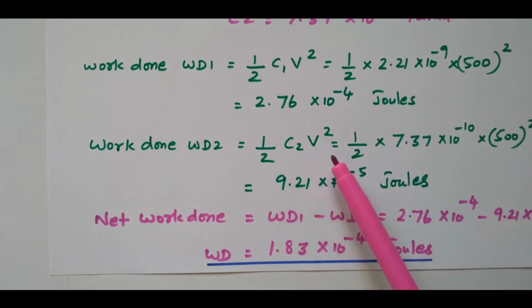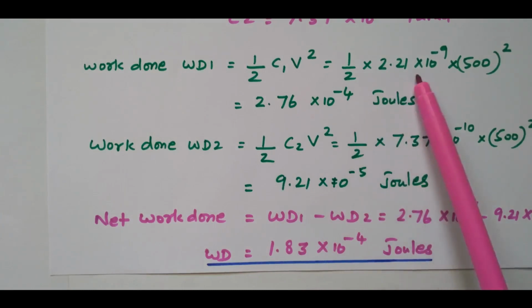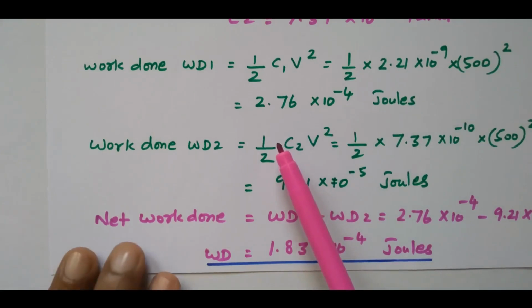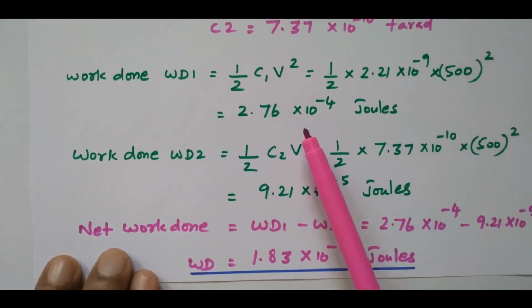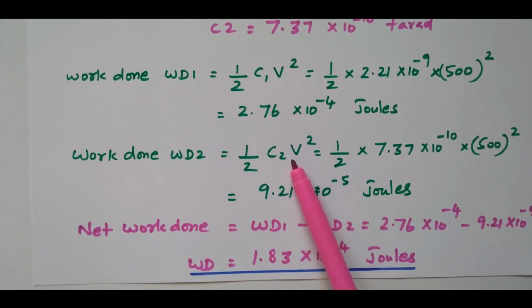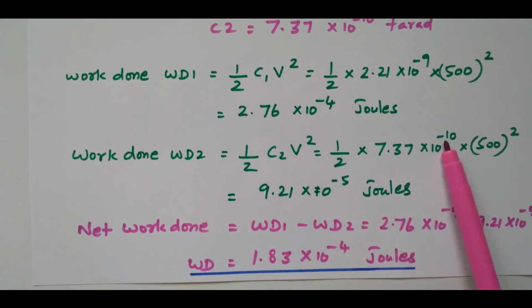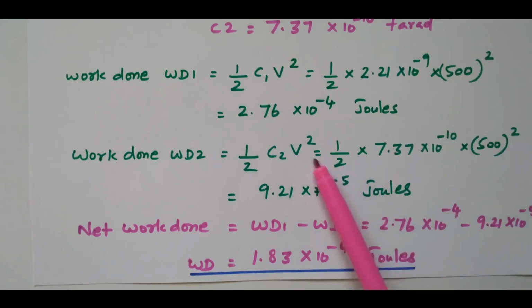When the distance is 1 millimeter, this is the capacitance value, and this is the work done. When the capacitance is C2, half C2 V square. When it is 3 millimeter, the capacitance value will be C2. For that, the work done will be half C2 V square. Half into C2, which is 7.37 into 10 to the power minus 10, into 500 square. V square is 500 square. By simplifying, what we got is 9.21 into 10 to the power minus 5 joules.